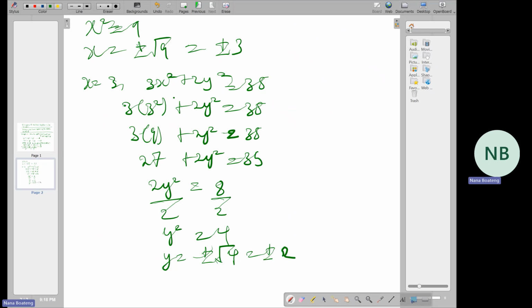So that means when x is equal to 3, the values of y are positive 2 and negative 2. So we have the solution set when x is equal to 3: x is 3, y is 2, and also x is 3 and y is negative 2. This is the solution set when x is equal to 3. All right, so next let's look at when x is equal to negative 3.